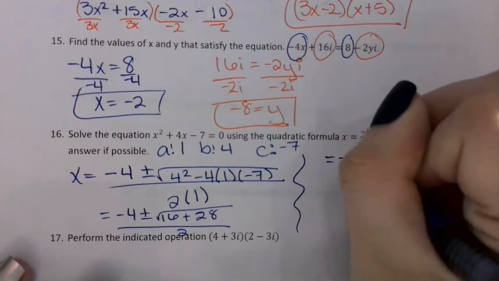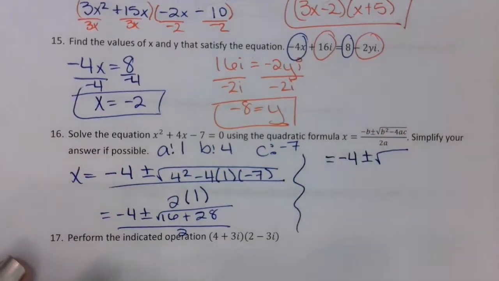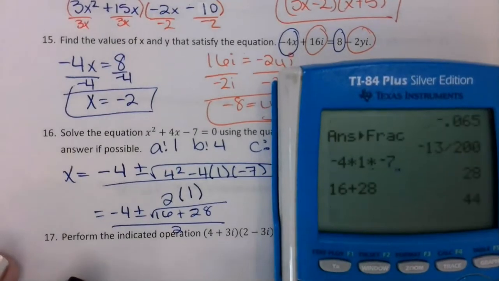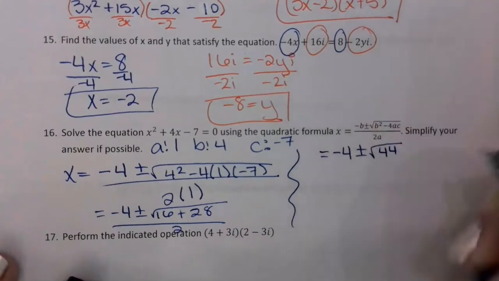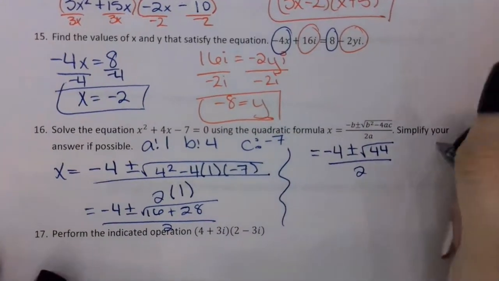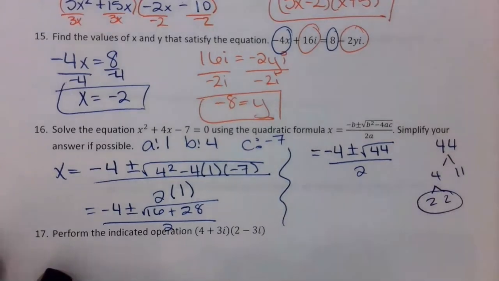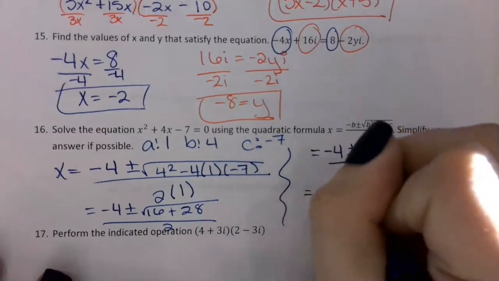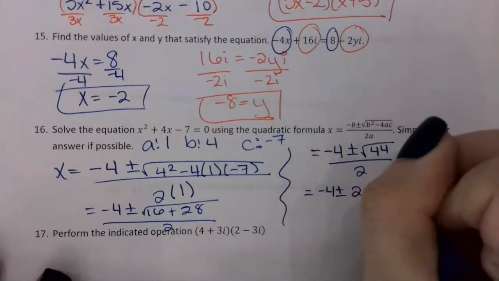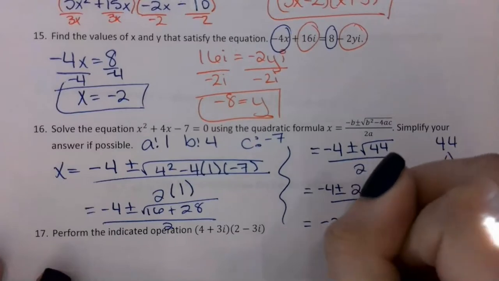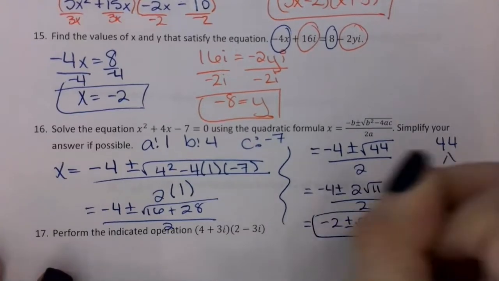I get it equal to negative 4 plus or minus the square root of 16 plus 28 equals 44, over 2. I can factor tree 44. I get 4, 11, 2 and 2. So I have a pair of 2's that can come out. I get negative 4 plus or minus 2 square root of 11 over 2. Then I simplify because I can divide both 4 and 2 by 2. So I have negative 2 plus or minus the square root of 11.